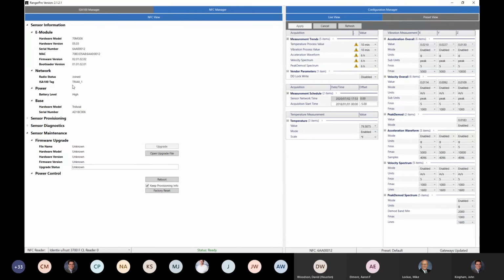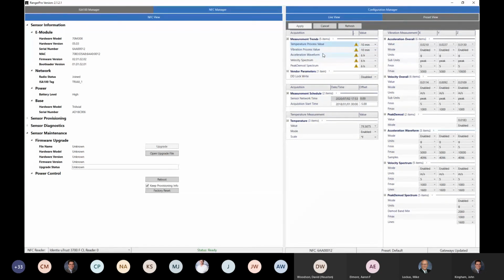So this is a tri-ax unit. It is joined to my network, and I want to go through here. This is where you can specify how often I want to take my overall values. So I've got it set on 10 minutes because I really don't care about battery life. You know, $20 for 5 years, pretty good. But I could set it as far as every 6 hours if I wanted to.